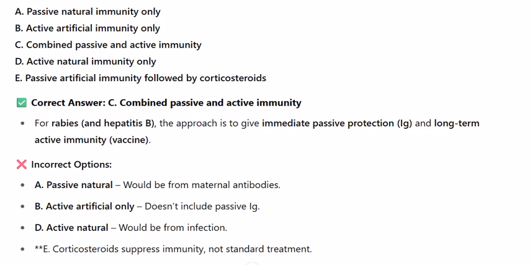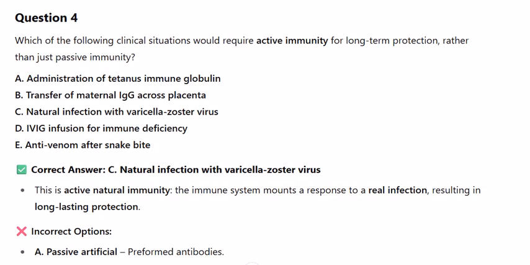Question 4. Which of the following clinical situations would require active immunity for long-term protection rather than just passive immunity? A. Administration of tetanus immune globulin. B. Transfer of maternal IgG across placenta. C. Natural infection with varicella zoster virus. D. IVIG infusion for immune deficiency. E. Antivenom after snake bite. Correct answer? C. Natural infection with varicella zoster virus.